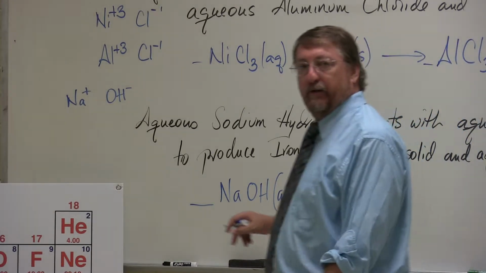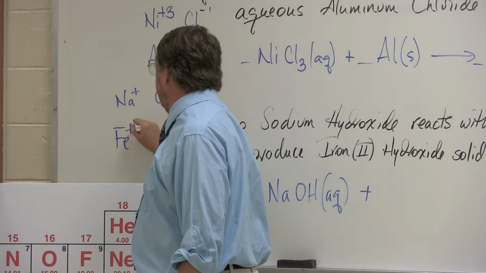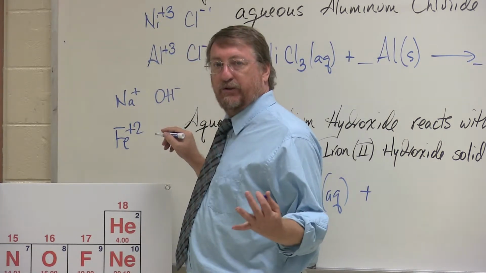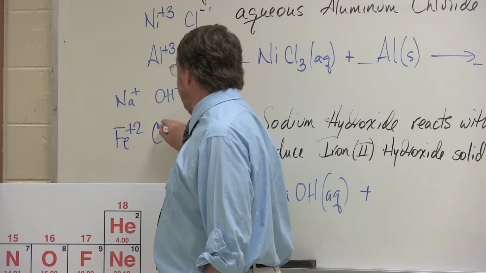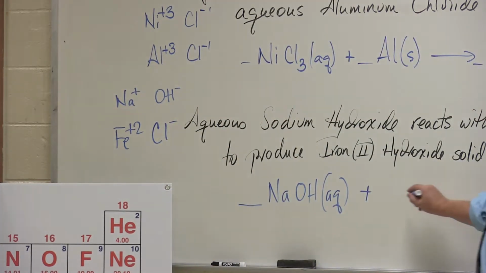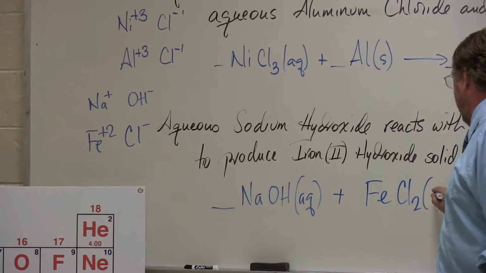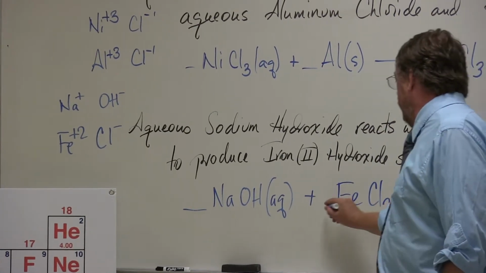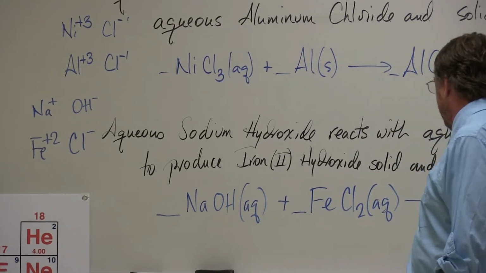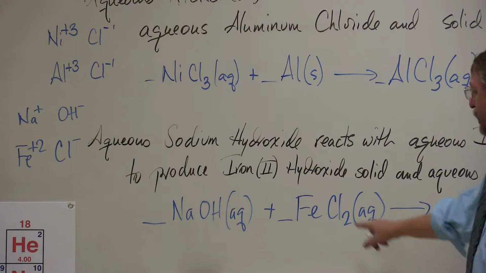Let's go back over here. Iron 2 chloride is going to be Fe plus 2. Remember, the Roman numeral represents the charge on the metal. Chloride is Cl minus 1. So we're going to have FeCl2, and that is aqueous. Put a line there. To produce, that's our arrow.